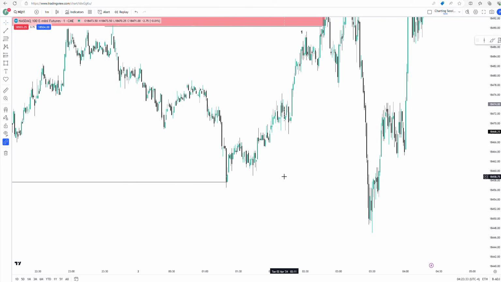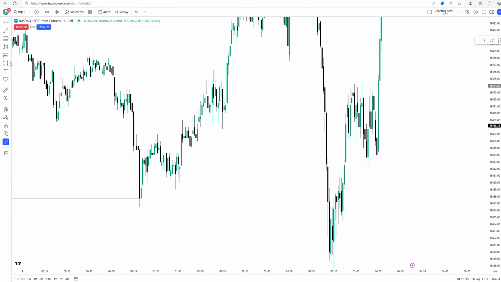So you sweep that and have a look at what happens here, right? There's a couple entry models, and we'll just go through them quickly because I want to go to the separate days. That there is an inversion fair value gap. This here is a bullish gap, right?